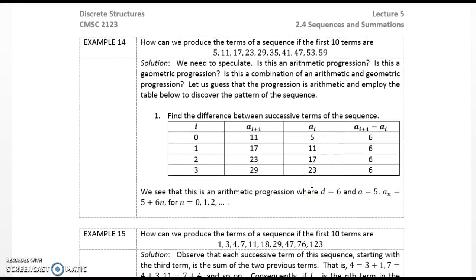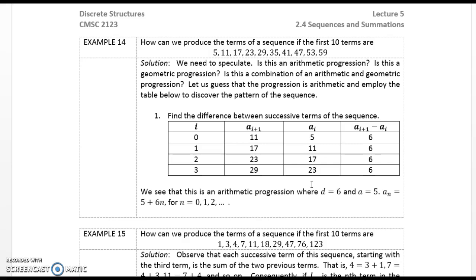Example 14. How can we produce the terms of the sequence if the first 10 terms are 5, 11, 17, 23, 29, 35, 41, 47, 53, and 59? Solution. We need to speculate. Is this an arithmetic progression? Is this a geometric progression? Is this a combination of an arithmetic and geometric progression?